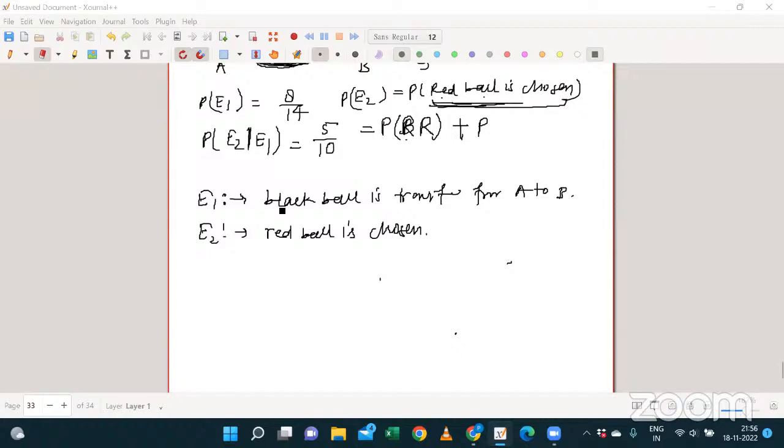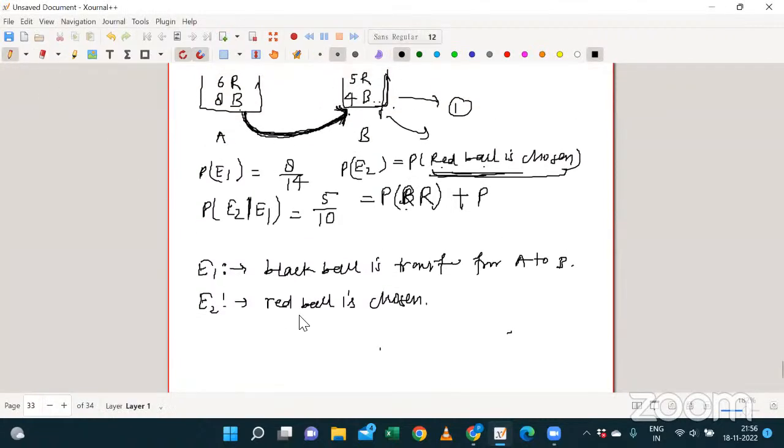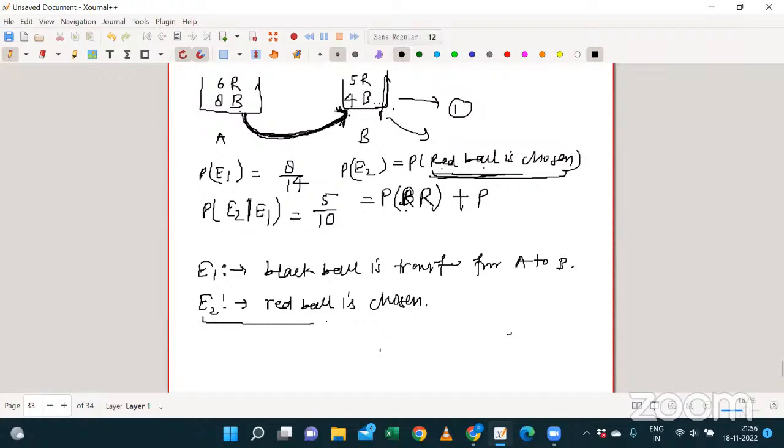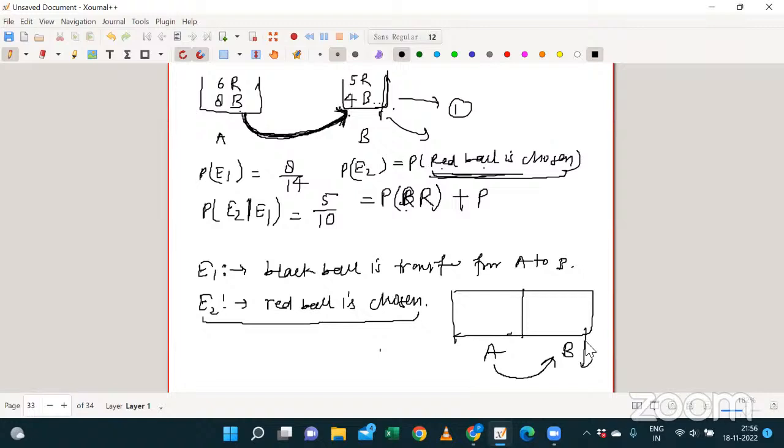No, it's not complicated. What I'm trying to say, just listen to me carefully. What is this event? Red ball is chosen, correct? Suppose this is box A. This is box B, correct? I'm saying I have to transfer a ball from A to B. Then I have to choose a ball from box B. We are doing the selection of the ball from box B only, correct? So I'm saying we have to choose the red ball. There are 6 red balls and 8 black balls in A, 5 red balls and 4 black balls in B. So far it is clear.